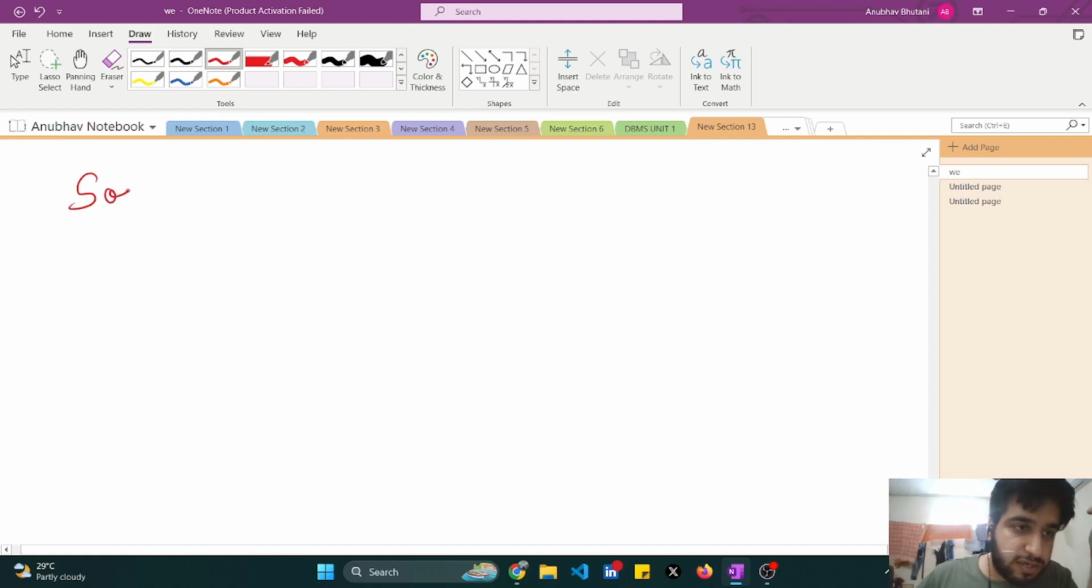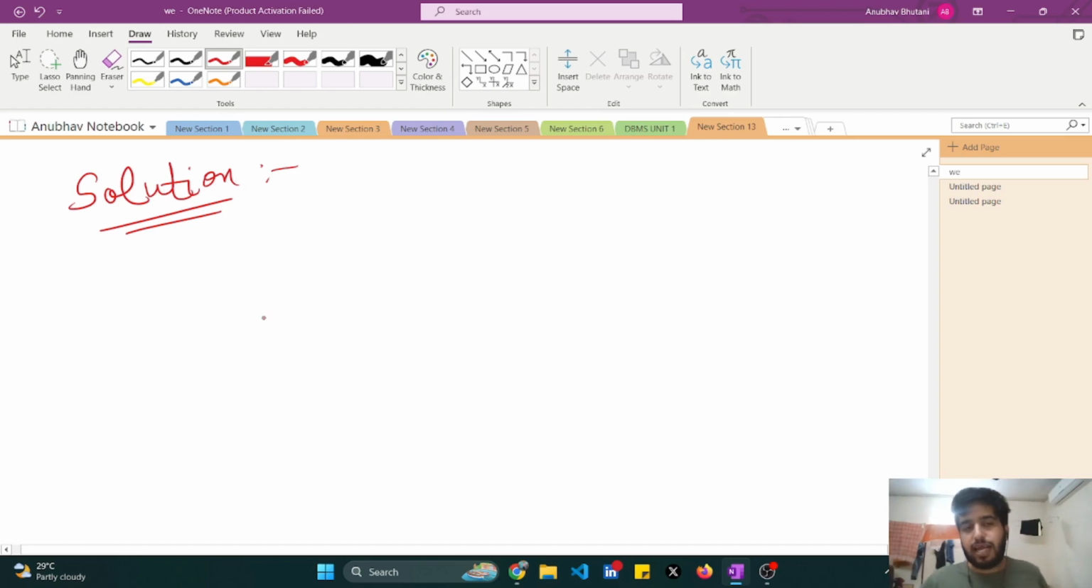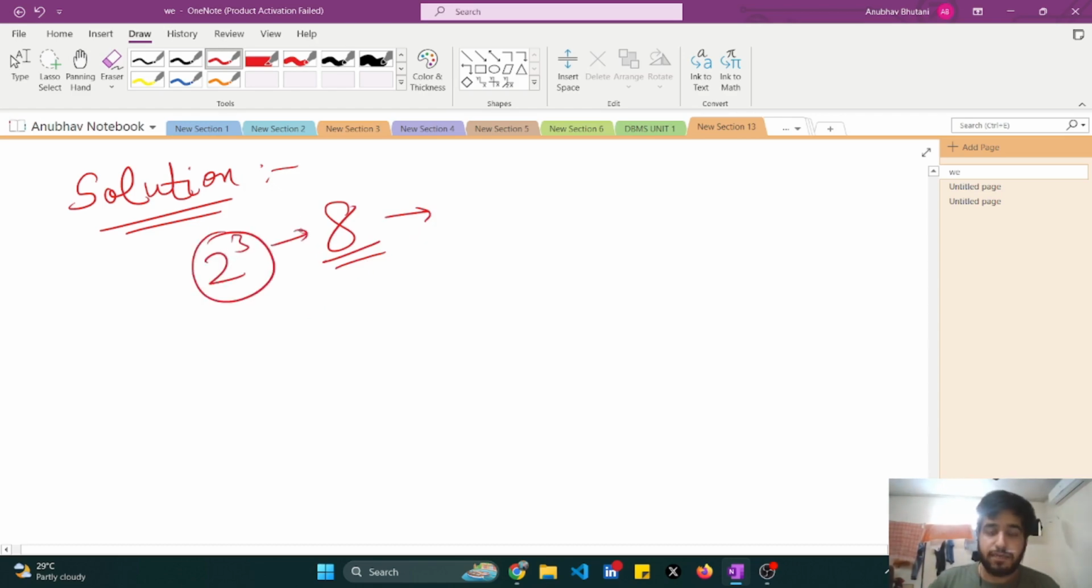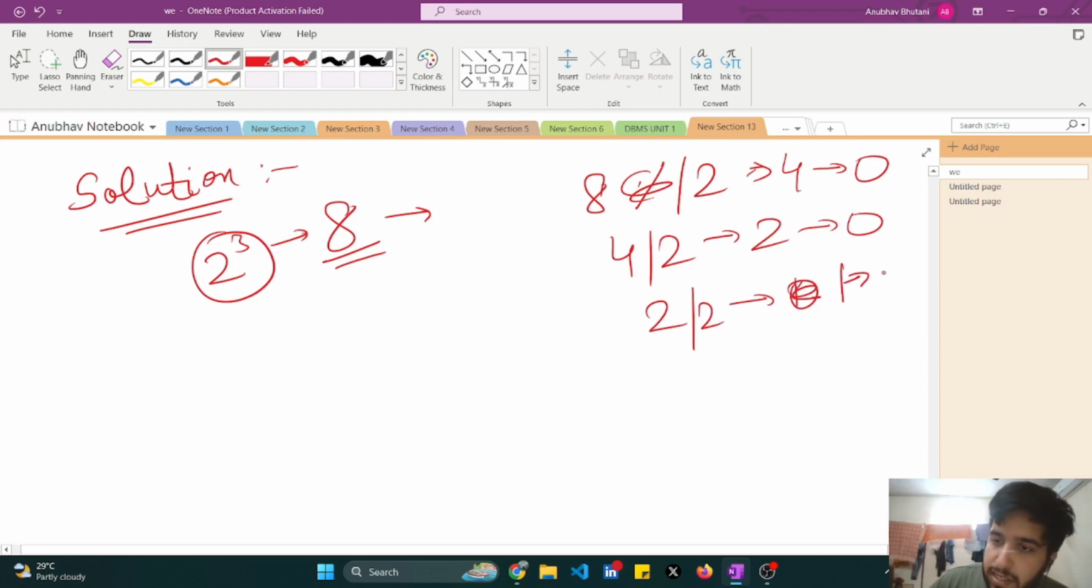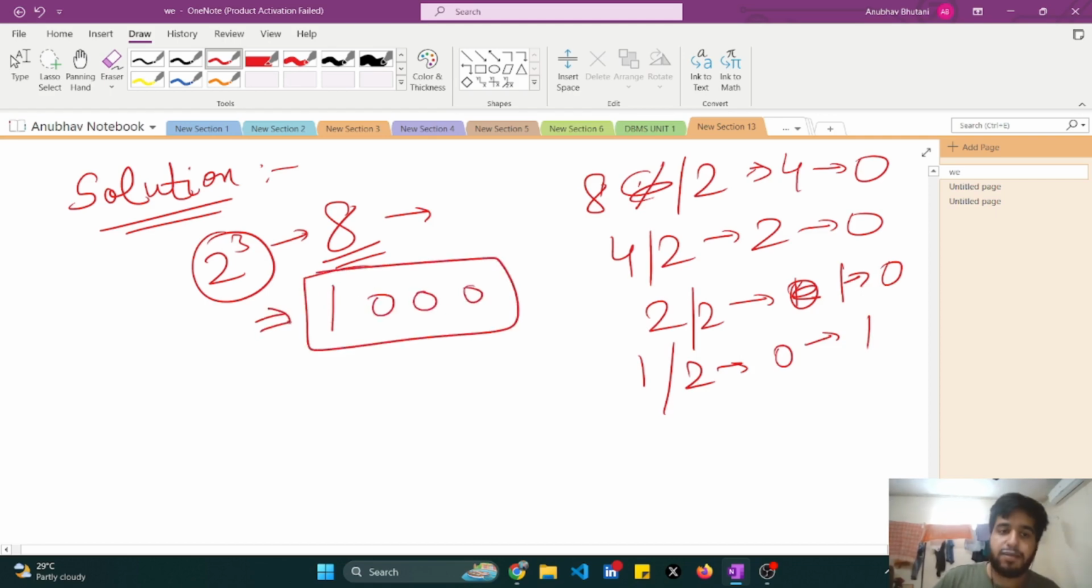So what can be my solution is, if I know that 8 is 2 raised to power 3, how can I represent 8? 8 divided by 2 is 4 remainder 0, 4 divided by 2 is 2 remainder 0, 2 divided by 2 is quotient 1 remainder 0, 1 divided by 2 is quotient 0 remainder 1. It can be represented as 1000. Now you have got this value.